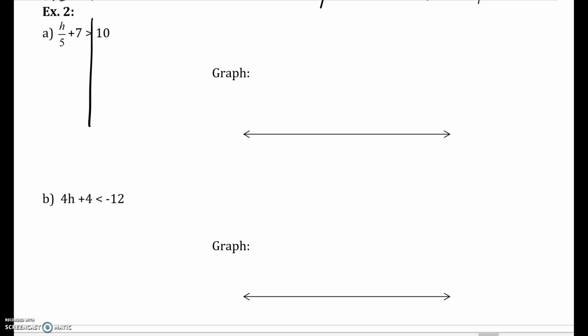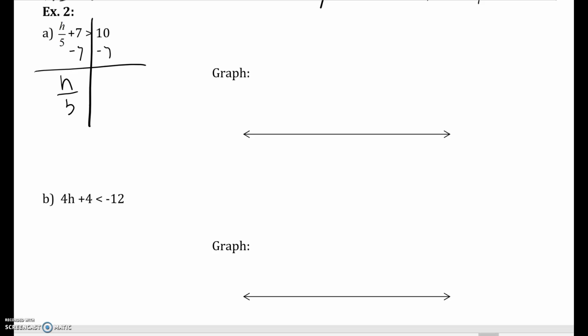Okay, this one starts off the same as the other ones. I got my line in the middle. I subtract my 7 from both sides. And I end up with h over 5 is greater than 3. 10 minus 7 is 3.